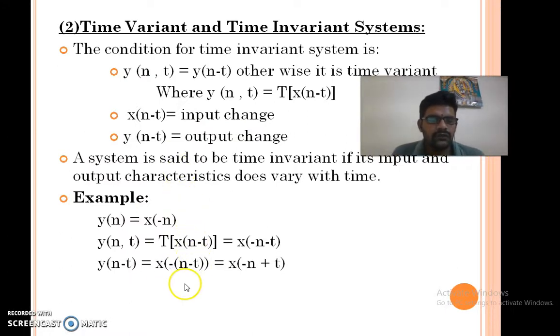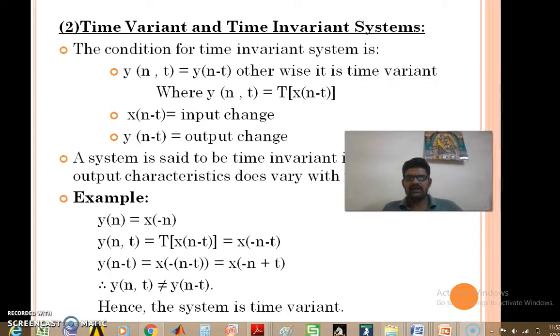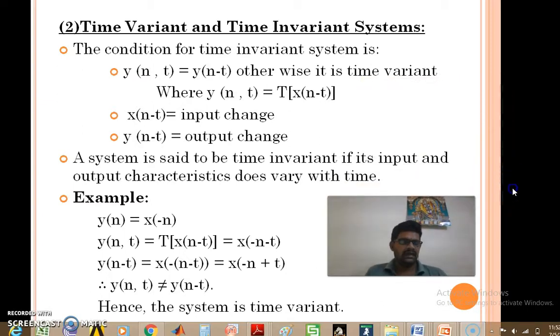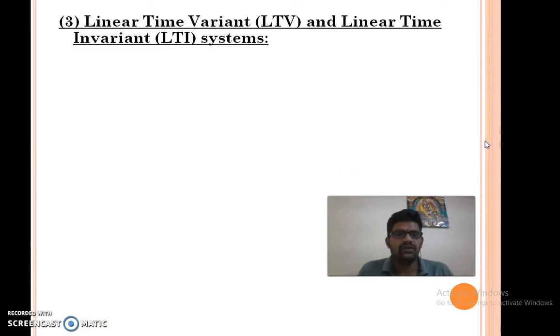If you define the output change, y of n minus t means x of minus n minus t, that is, minus of n minus t, which is minus n plus t. So both are not equal, so that system is time variant. If they become equal, the system becomes time invariant. Like that, one can check time variant and time invariant systems.